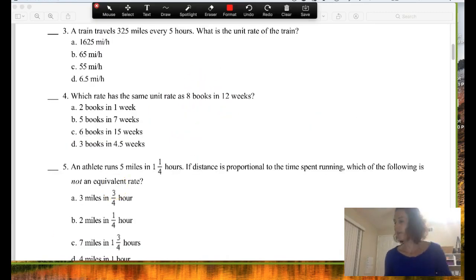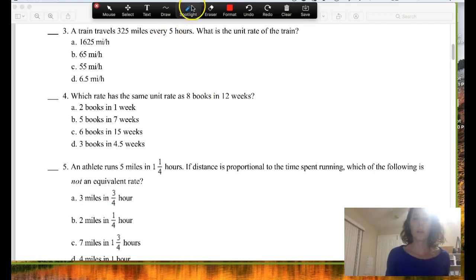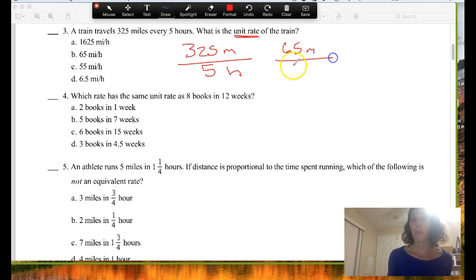All right, a train travels 325 miles every 5 hours. What is the unit rate of the train? So I'm just going to do this. 325 miles per 5 hours. I want this to be per 1 hour to get my unit rate. So I'm going to divide top and bottom by 5, or just do 325 and divide it by 5. If I do 325 divided by 5, I'm going to get 65. So this would be 65 miles per every 1 hour. 65 miles per hour. And there's your unit rate.